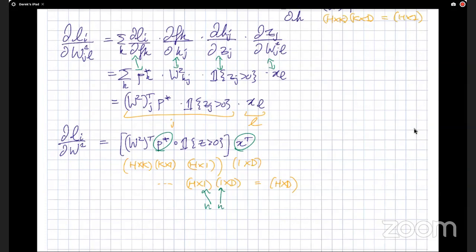So that is the answer to problem 1, essentially. Any questions?